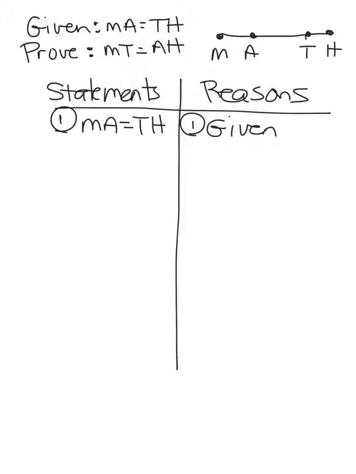Now I'm ready for my proof. So I've given MA is equal to TH. That's in my given statement. I already have it in my proof, so I can mark my diagram. And again, let's mark where we're trying to go. So I'm trying to get to MT is equal to AH.